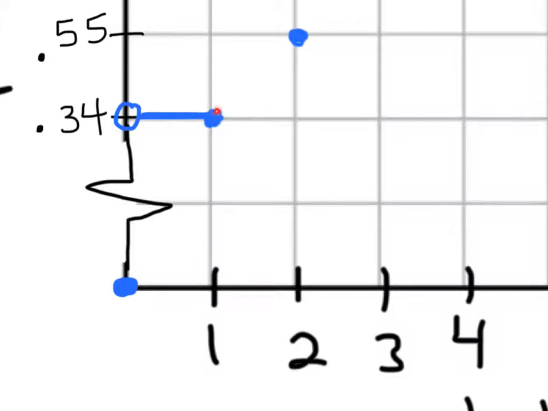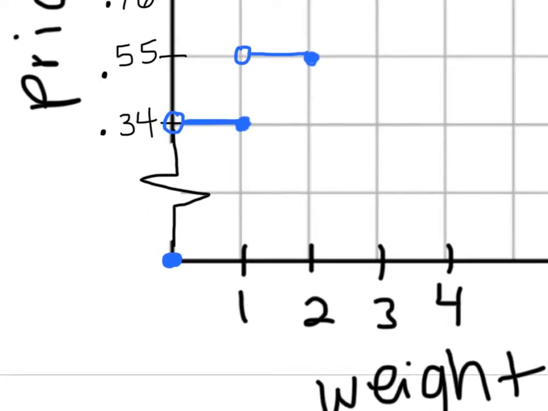And then at 1, it is 34 cents. Any time after 1 jumps up to 55 cents. So we got an open circle and a line because anything in between 1 and 2 is also going to cost us 55 cents, including 2, not including 1.